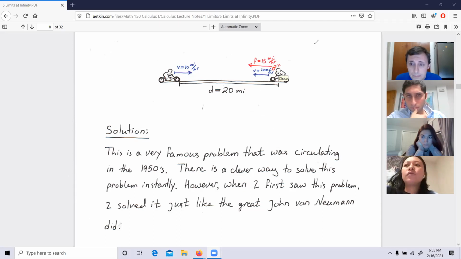So I just want to confirm I was right. So it's 20 miles, 20, right? 20 miles, yes. So they meet after 1 hour. Do you see that, guys? They meet after exactly 1 hour.